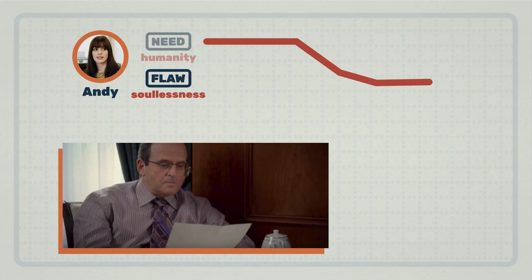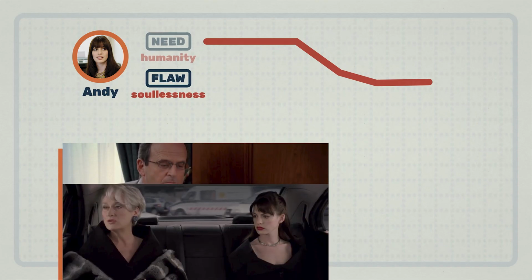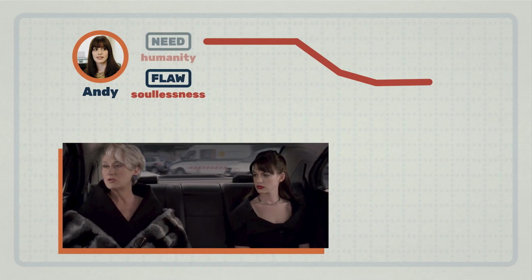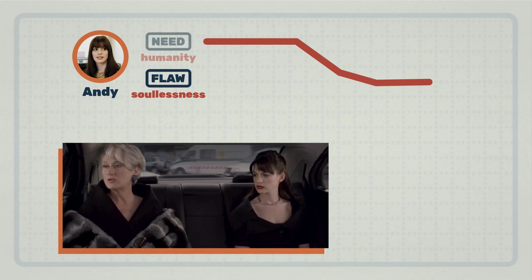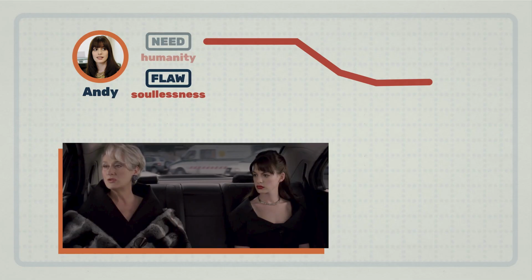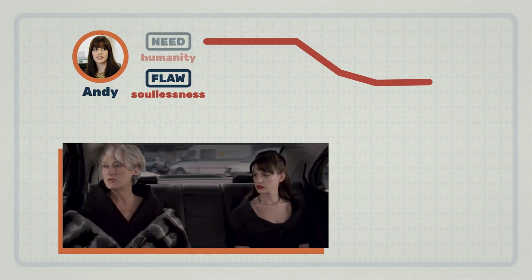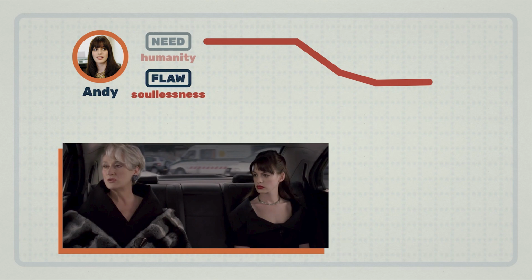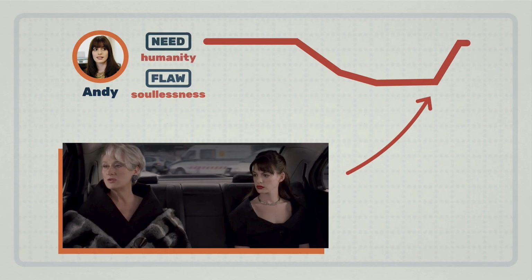Which leads to the real moment of epiphany when Andy is riding in the car with Miranda. Miranda says that she and Andy are alike, which Andy disagrees with. But Miranda highlights that Andy acted soullessly when she stabbed her coworker in the back. And when Andy says she didn't have a choice, Miranda reminds her that of course she had a choice. But she chose her flaw of soullessness over her need of humanity. So Andy has her epiphany and re-embraces her need.